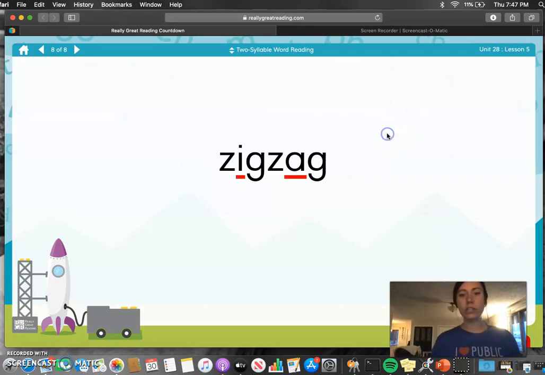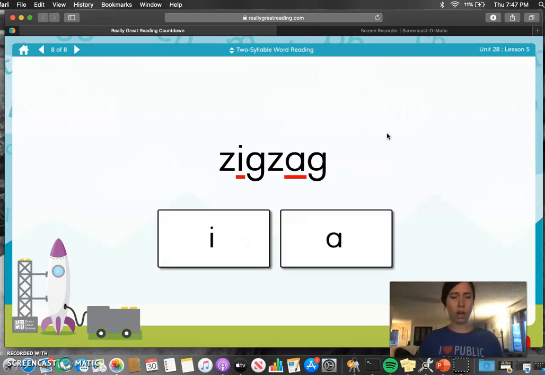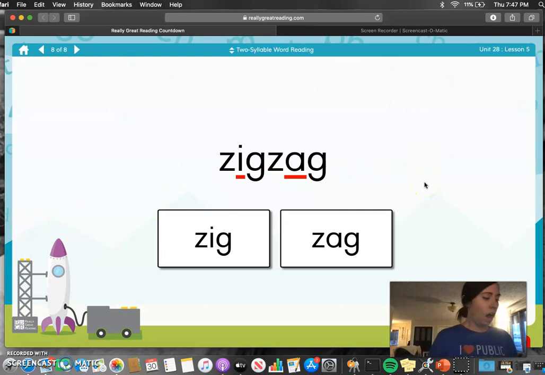All right, friends, we are going to look at our last word together. We're going to underline our two vowels, the I and the A. I'm going to move those down on my syllable boards. Okay, and then I'm going to move down my consonants. Let's read these as words. We have the word zig, zag. Now let's read that as a whole word. Zigzag. Nice job, friends.